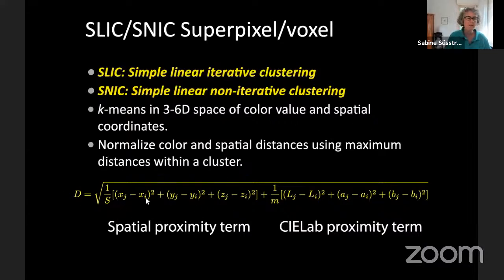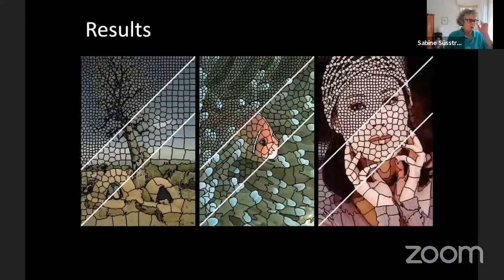You have Euclidean distance in the spatial dimension. This is your spatial proximity term. And then you have a color proximity term. And this is in CIELAB. And this, of course, looks very familiar. It's delta L squared plus delta A squared plus delta B squared, i.e. your delta E. The number of clusters, by the way, is equal to the number of superpixels that we get. And here are some results of SLIC.